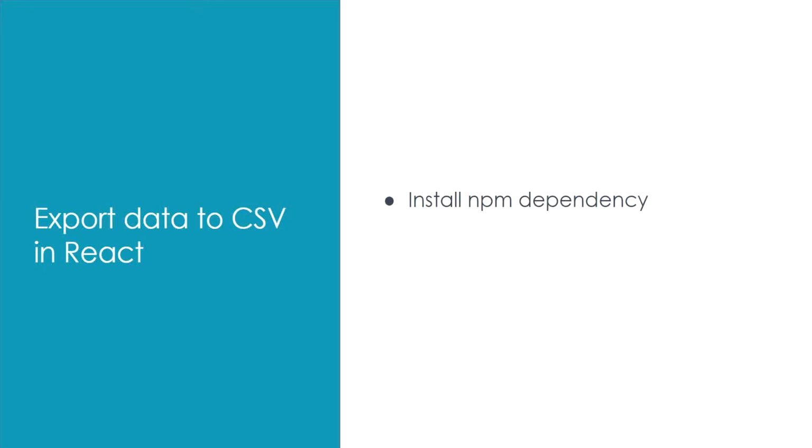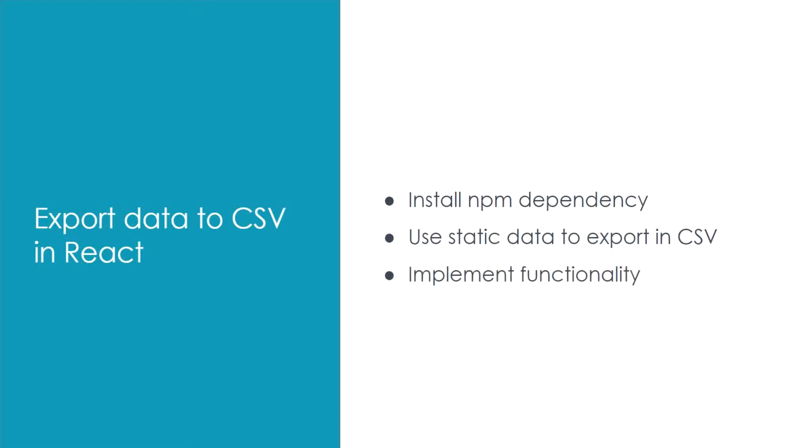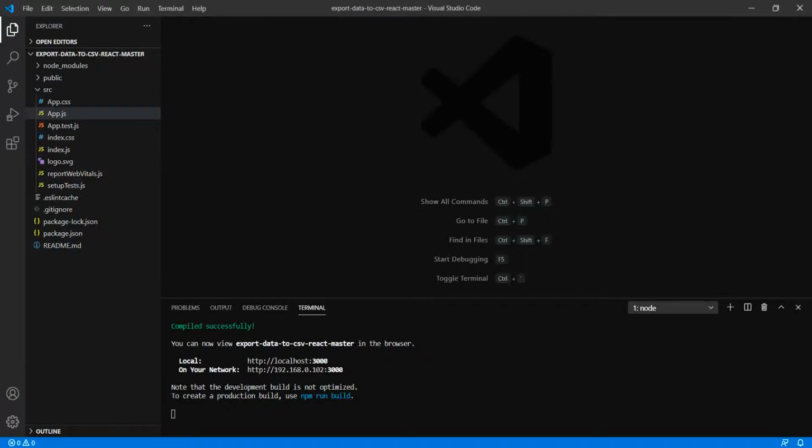So for that, first of all we need to install the npm dependency. Second, we will use static data to export in the CSV format, and at last we will implement the functionality. So let's start.